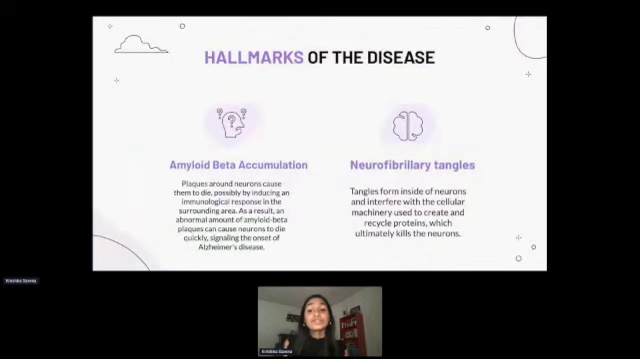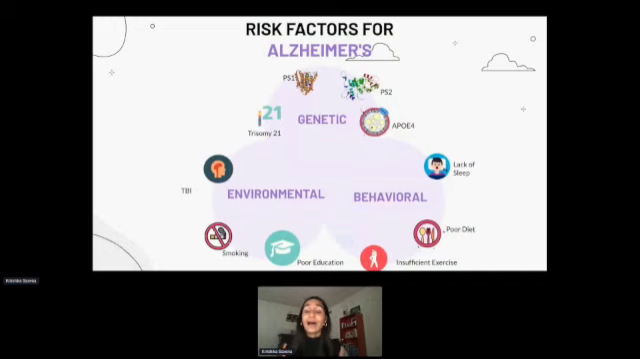So the two main causes of the disease are amyloid beta accumulation and neurofibrillary tangles. Amyloid beta accumulation is basically amyloid beta protein that clumps or forms around the neurons, which are the brain cells, causing them to die due to immune response. And neurofibrillary tangles are tangles inside the neurons that interfere with cell-to-cell communication or machinery, which kills the neurons at the end.